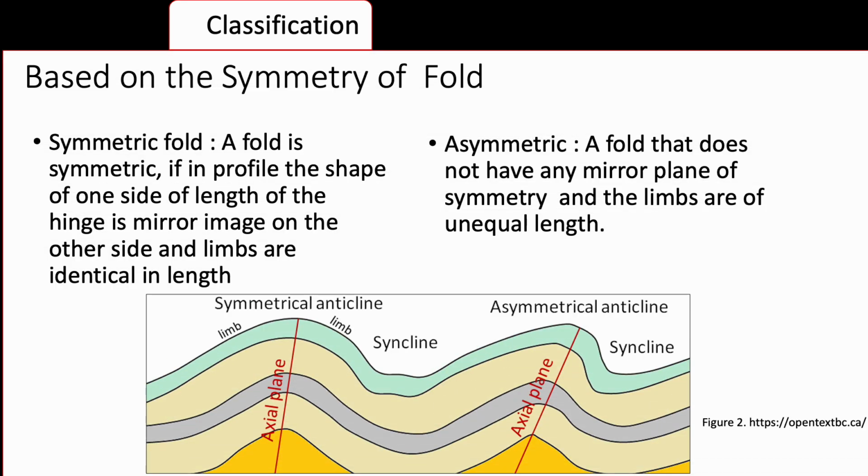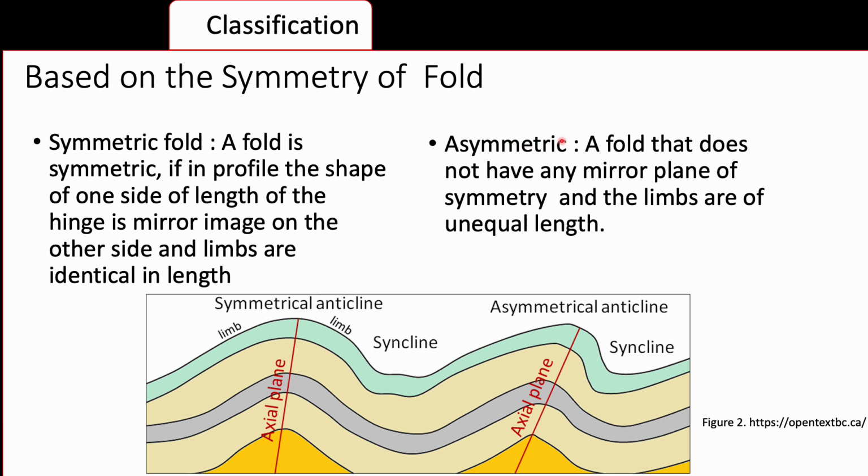In this slide, we classify the fold on the basis of its symmetry. Here are the two types of fold on the basis of symmetry: symmetric fold and asymmetric fold. A fold is symmetric if, in a profile, the shape of one side of the hinge is a mirror image of the other side and the limbs are identical in length, as shown in the figure. If we look around the axial plane, the length and the shape of the limbs is identical and mirror image of the length and shape of the other side. This is known as symmetrical fold.